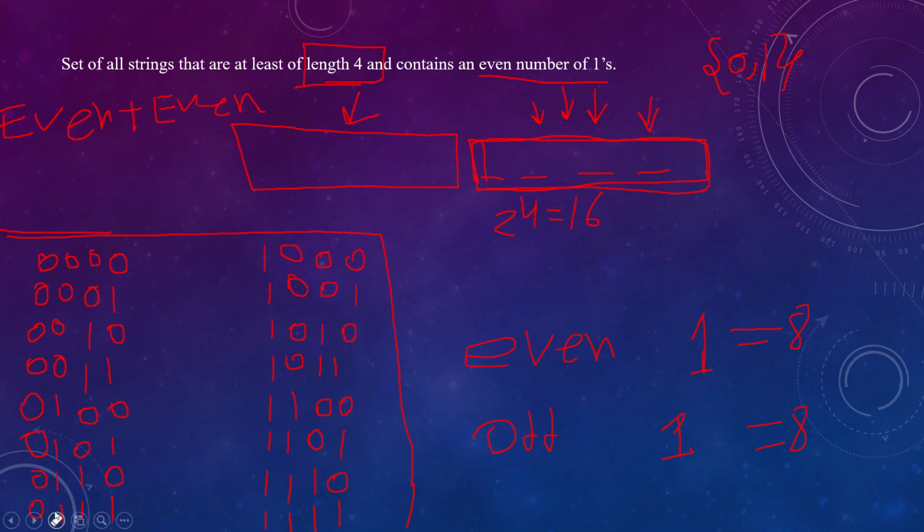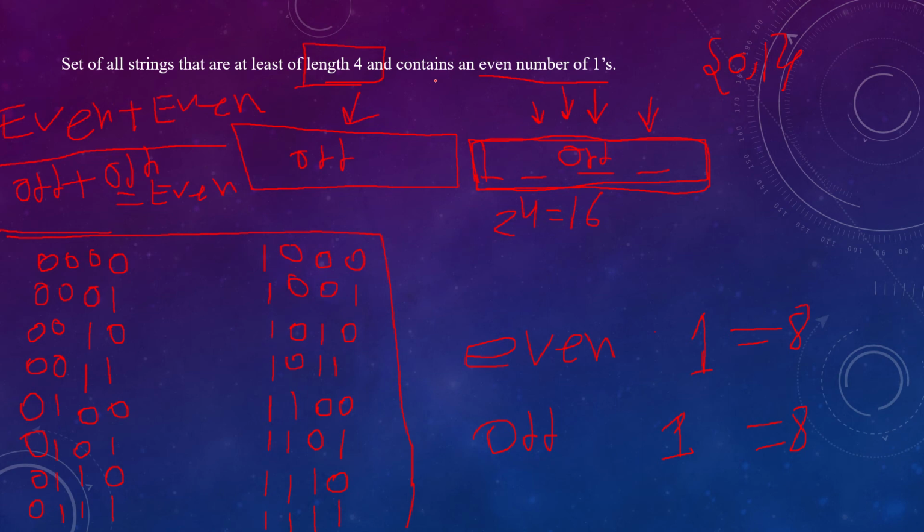Why? Because odd plus odd is also even. So if this has an odd number of 1s, then this will have an odd number of 1s. So what we have to do is design two different regular expressions for these two cases, odd plus odd and even plus even, and then merge them together with an OR.